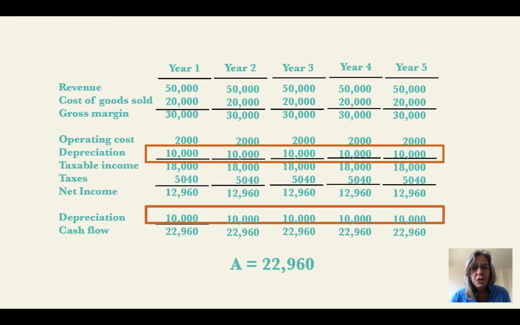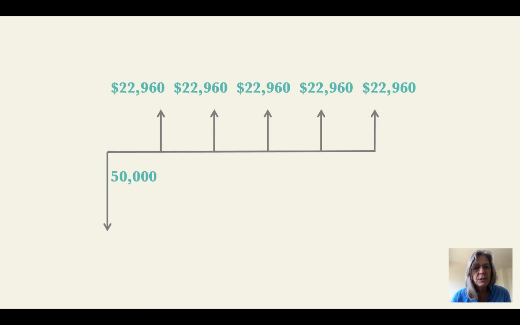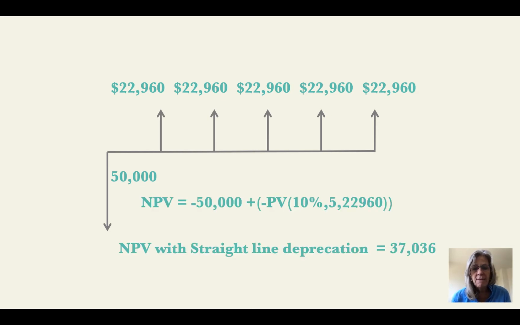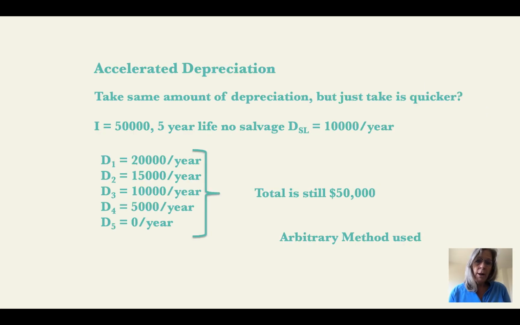So this is the depreciation in each of these cases, $10,000 a year. And that gives us $22,960, which if we put it into a cash flow diagram, this gives us a net present value of $37,036. So we're calculating the net present value of all of those cash flows. So we're going to remember that, because what I'm going to do now is show you that if we can use an accelerated method, which means we get depreciation quicker, that actually we can get higher net present value. So I'm just going to put together a depreciation schedule.